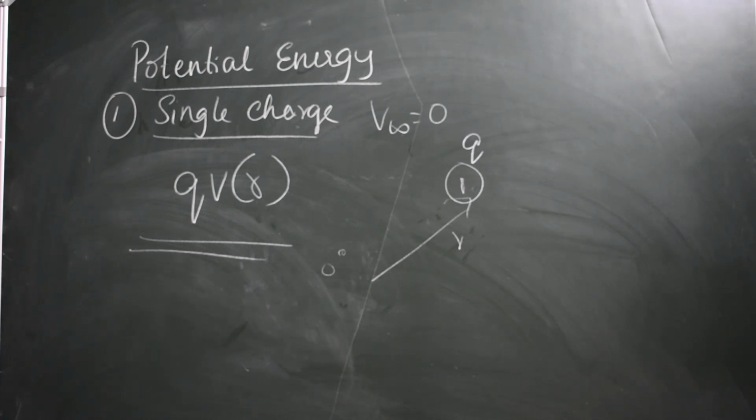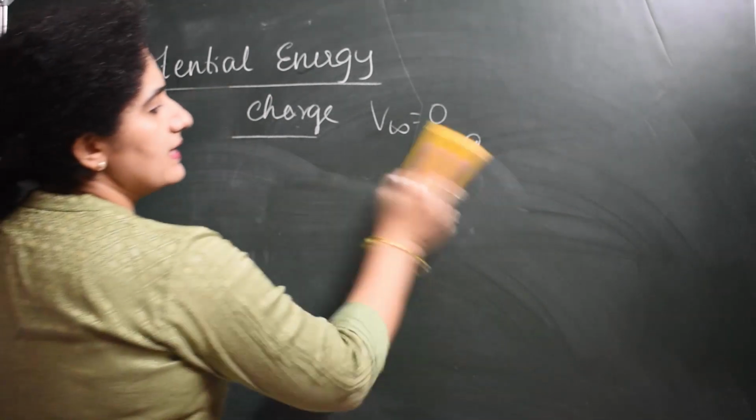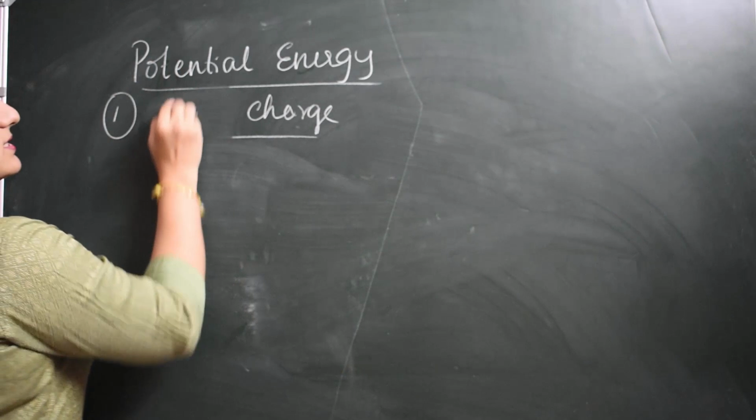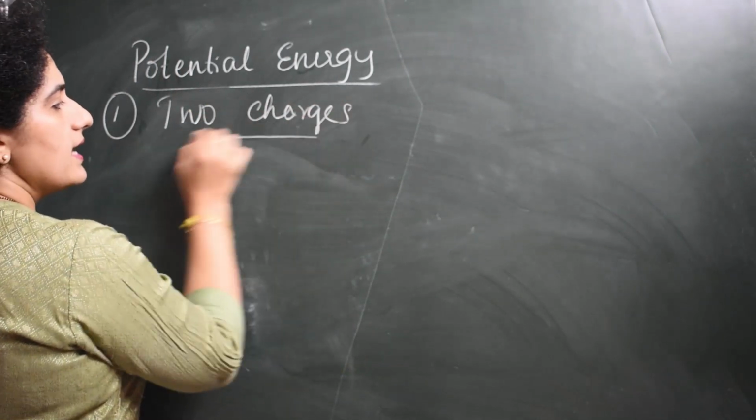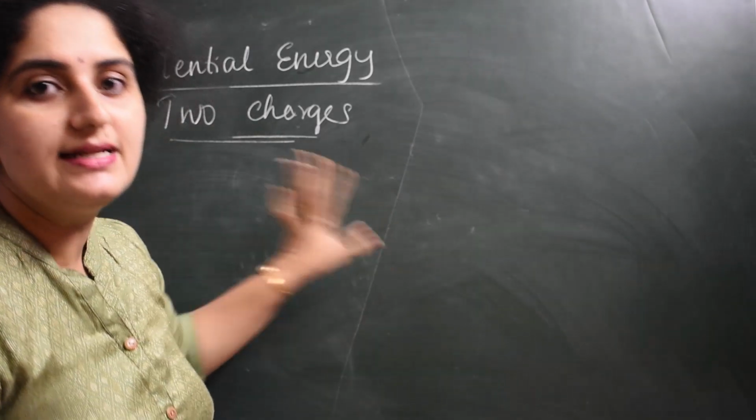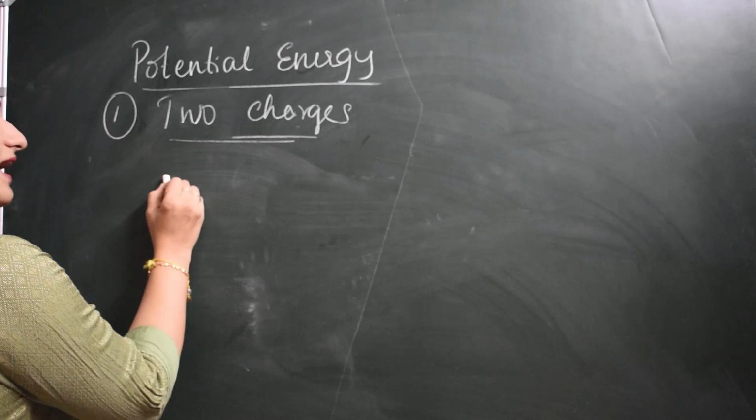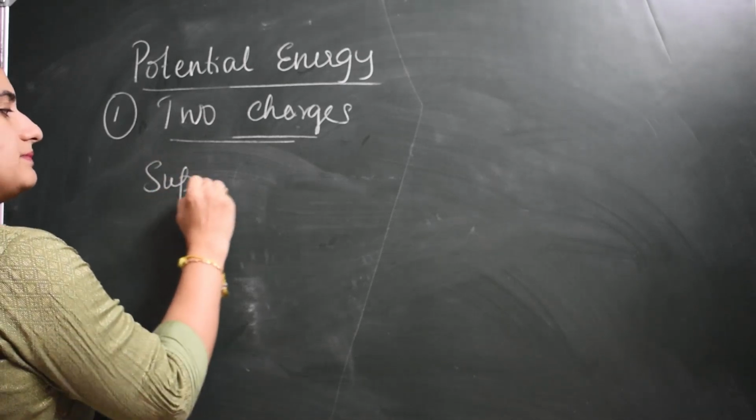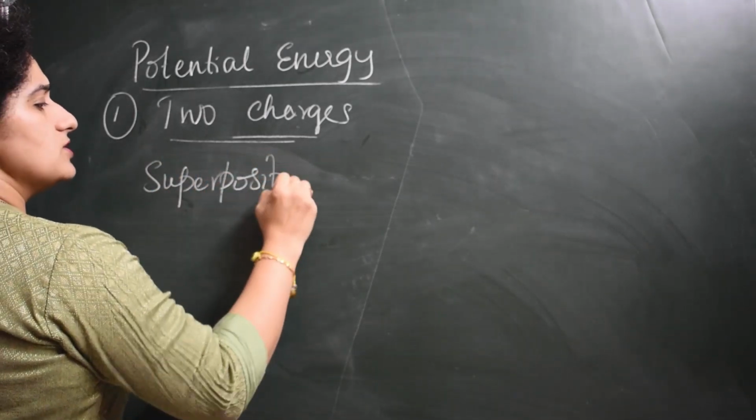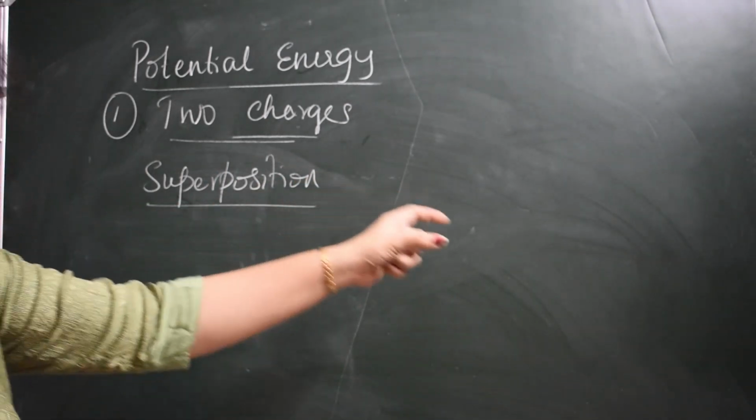Next is potential energy of a system of two charges. Instead of one charge, we will consider two charges, a system of two charges in an external electric field. That is the same thing. So when you are bringing two charges from infinity to an external electric field, for the total potential energy we have to use the superposition principle. Superposition means adding all the potential energy of each charge.